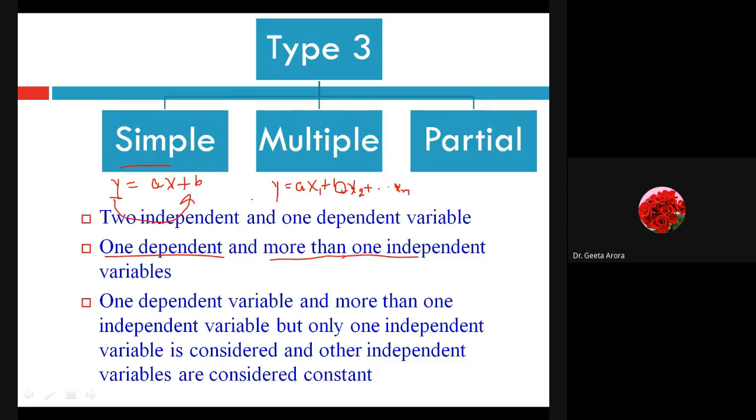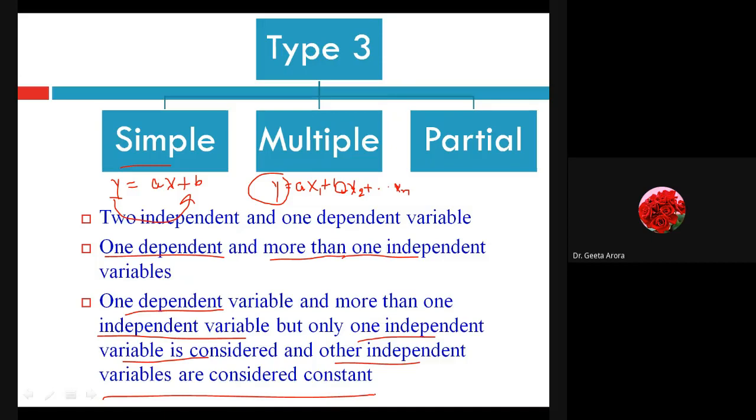So here we have one dependent variable. In the multiple, y is depending upon all of them, and they are more than one. So this is known as a multiple correlation. And if we talk about partial, we have one dependent, still one y, and more than one independent variable. The definition is the same as that of multiple, but we are saying only one independent variable is considered at a time and the other independent variables are considered constant. So that is known as a partial correlation.